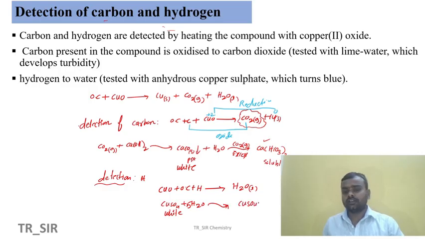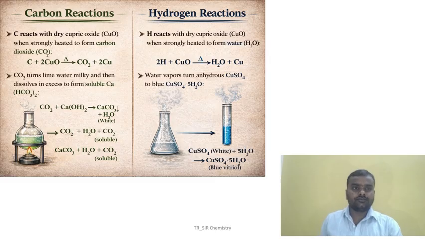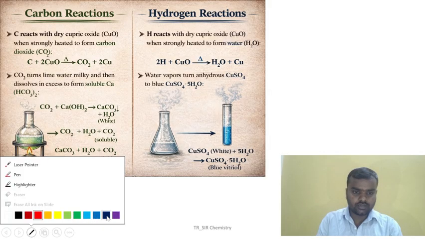copper sulfate pentahydrate, CuSO4.5H2O, like I said, blue vitriol. This also has a blue color. That's fine. So this confirms that hydrogen is present in the given organic compound. Now we'll see a flow chart in a diagrammatic way, and each and every step we will try to understand in detail.